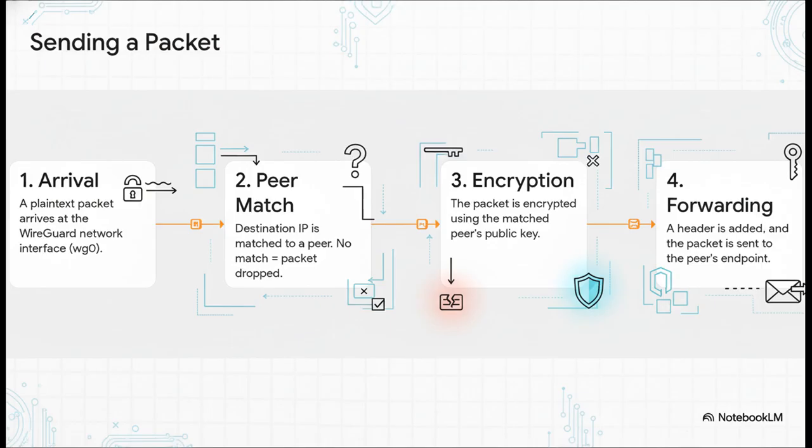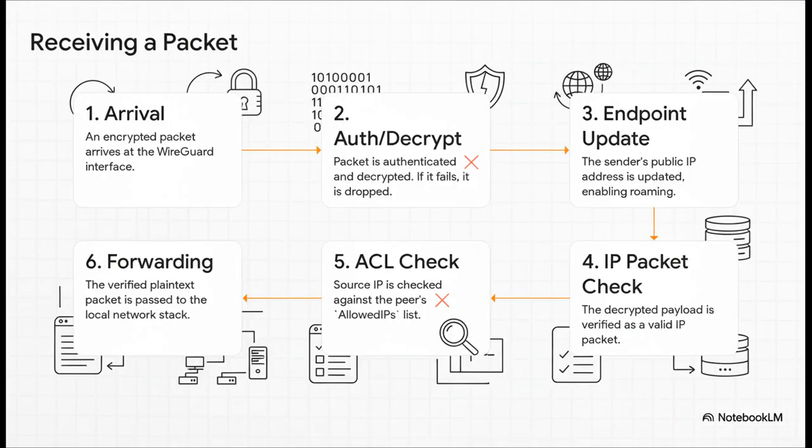It's way faster for things like voice and video because it skips all the extra overhead. Now, what happens on the receiving end is just as slick and just as strict. A packet comes in from the internet. WireGuard tries to authenticate and decrypt it. If anything fails, anything at all, the packet is silently dropped. No error message gets sent back, which makes WireGuard really stealthy on the network.